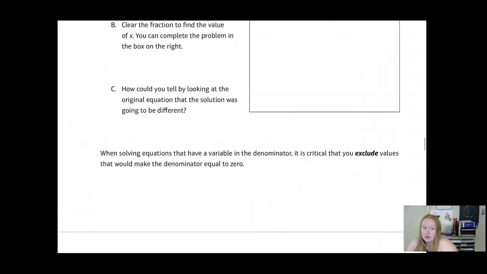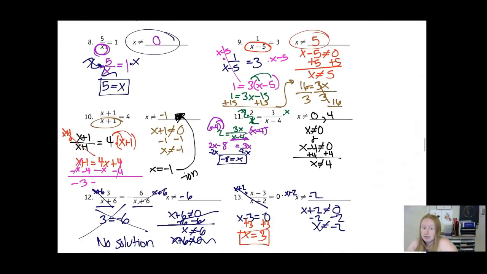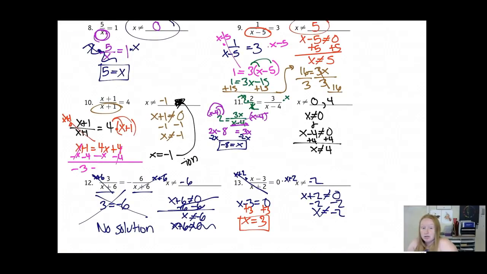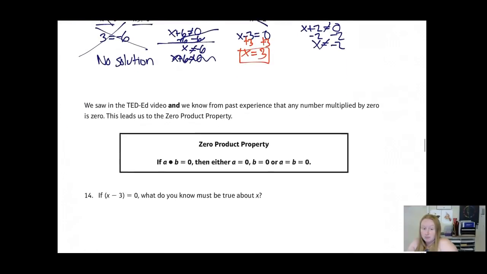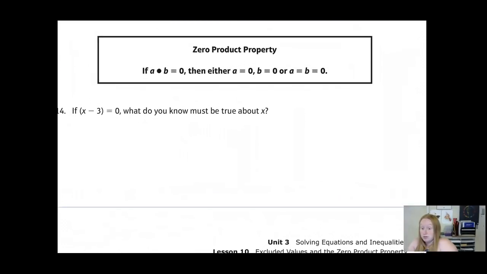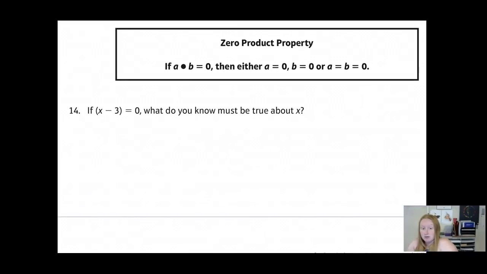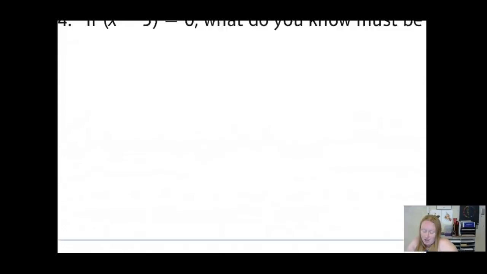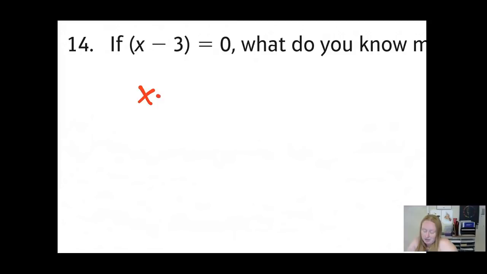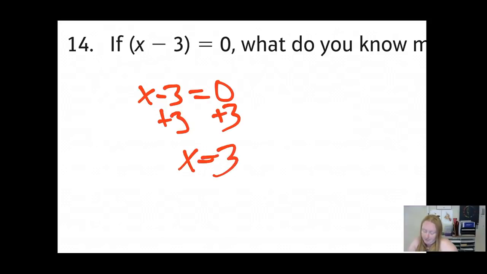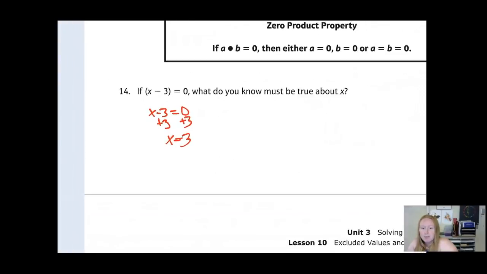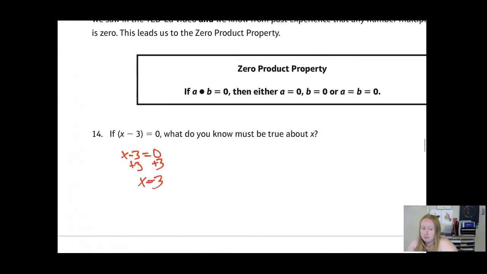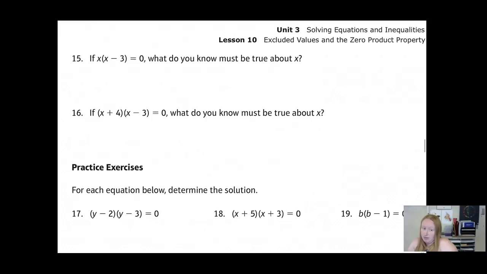So this is called excluding values. Anytime we have something on the bottom, we're excluding it because it cannot equal 0. On Monday, or Tuesday, we're going to talk about the zero product property. Your outlook to that is that we know right now that x minus 3 equals 0. So we know that x has to equal 3. We've done a bunch of these problems already. We did them up here. This time they're just setting it equal to 0 automatically.